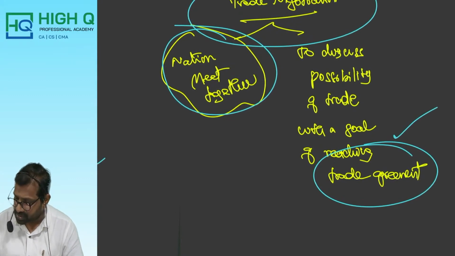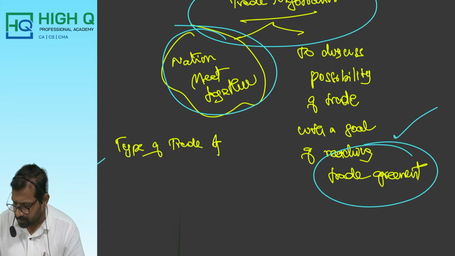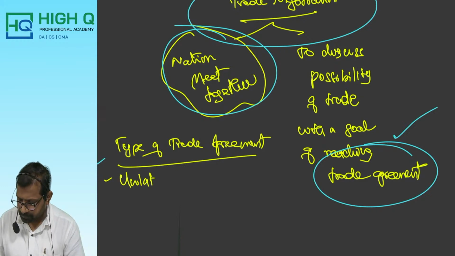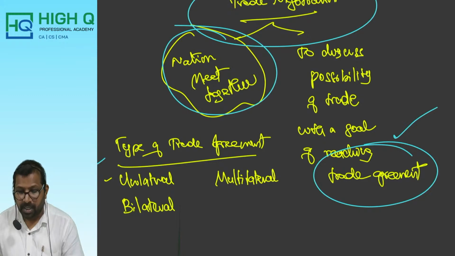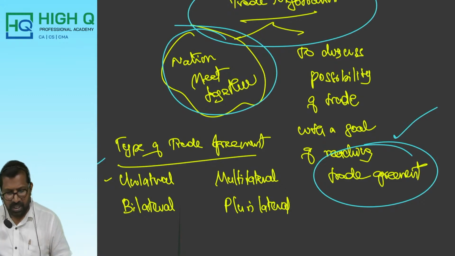For this trade agreement there are various types. Here you will expect questions for the examination. Types of trade agreement: one is unilateral, another is bilateral, another is multilateral, another is plurilateral. Sir, what is the meaning of unilateral, bilateral, multilateral and plurilateral?